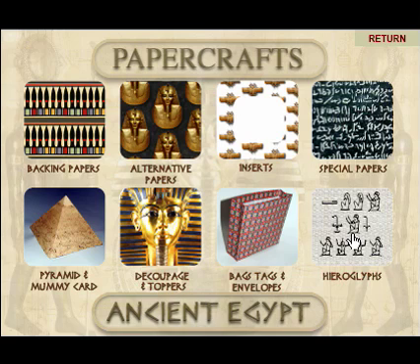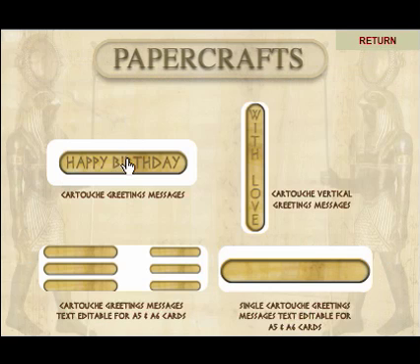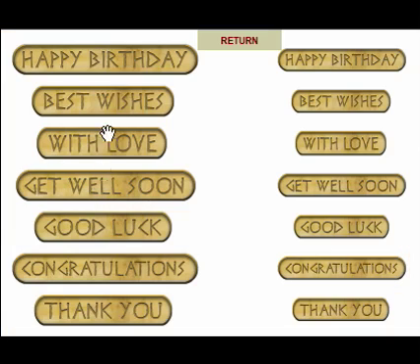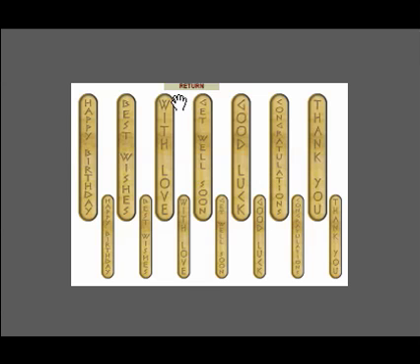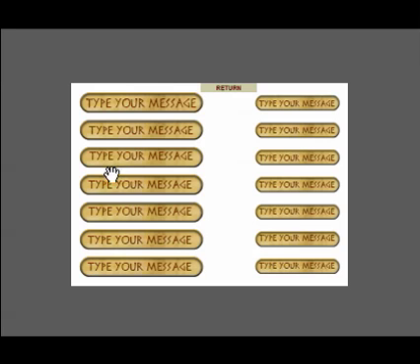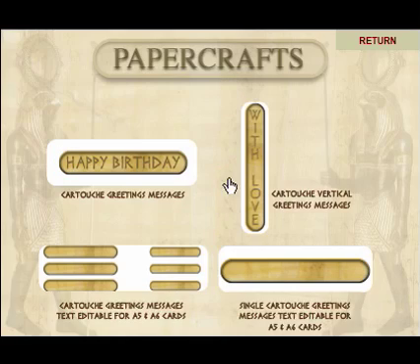And last but not least, we've got the hieroglyphs here. Now these are pre-written for you, cartouches. We've got happy birthday, best wishes with love, in this sort of Egyptian style writing. So that's all done for you. These aren't text editable, and we've got them in that format as well if you want to run them along. But there are text editable ones where it says type your message. Simply click on and you'll be able to type in your own particular message on the cartouche there.